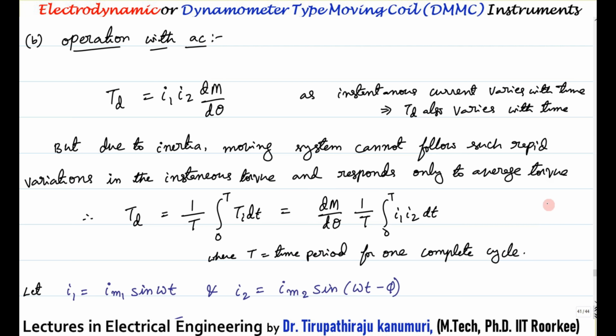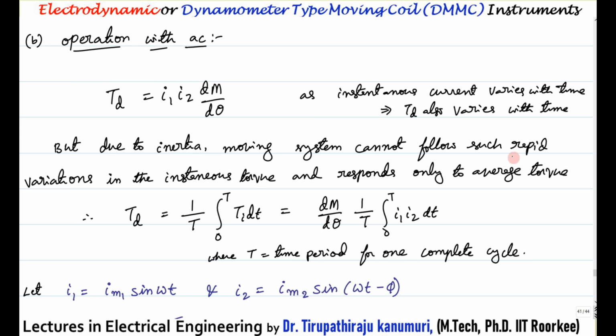So let us see the operation with AC. In the case of AC, I1 and I2 are the instantaneous values, and we know that they continuously vary with respect to time. That means the deflecting torque also changes continuously, so the pointer should go on moving continuously. But due to the inertia of the moving system, it cannot respond very fast to these drastic changes.